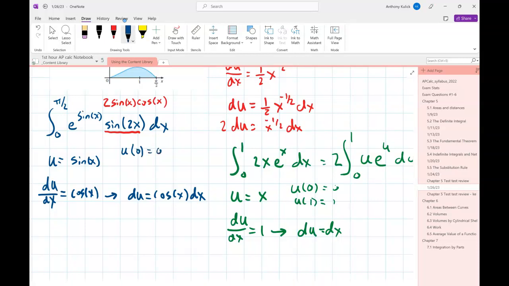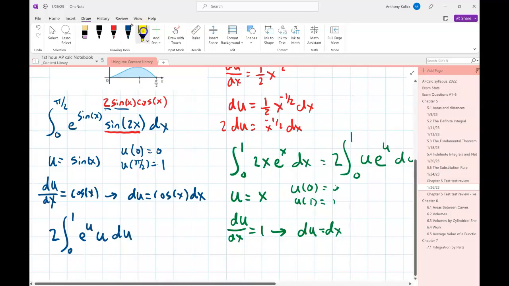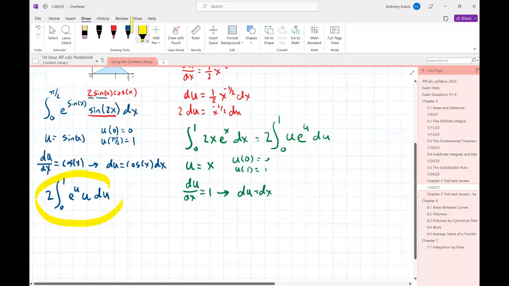Let's see. Sine of 0 is 0. Sine of pi over 2 is 1. So we have the integral from 0 to 1 of e to the u. Now in place of sine 2x we have this 2 there. I'm going to just pull that out front. I have the sine x, which is a u. And then I have cosine dx, which is just my du. And I notice now that those two are the same.